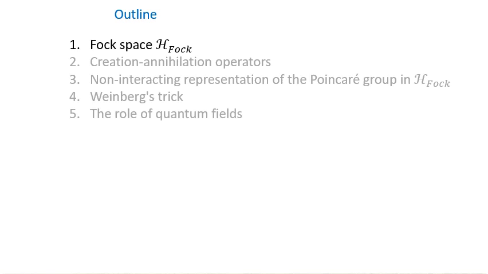First, we'll construct a Hilbert space with variable number of particles. It's called the Fock space. Creation and annihilation operators provide a convenient notation for doing calculations in the Fock space. As usual, there is no difficulty in describing non-interacting systems in the Fock space, but the most important and difficult task is to build an interacting representation of the Poincare group there.